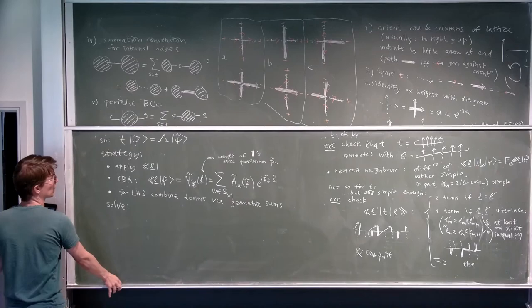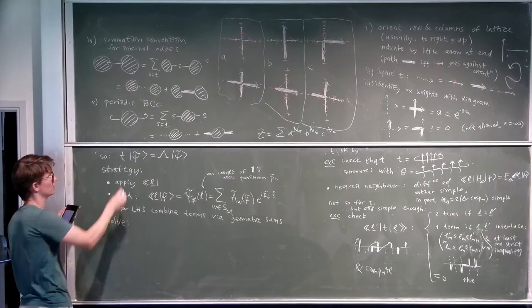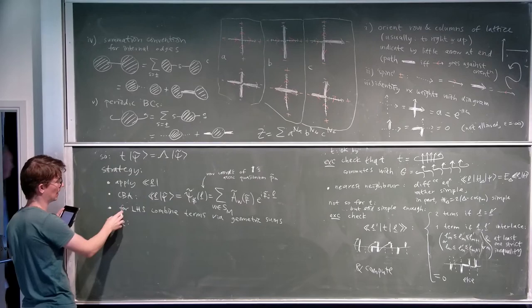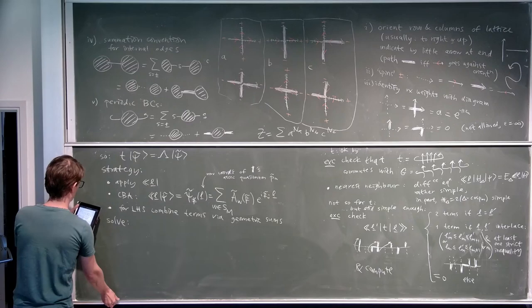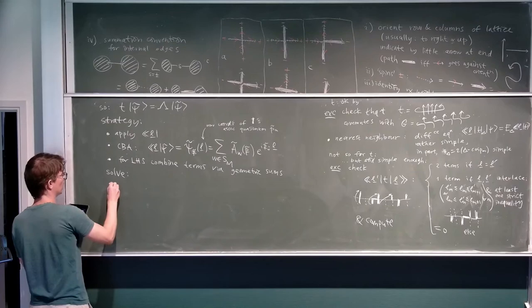Right, so I'm applying L to this here, so I get the left and the right hand side. On this side here, I stuff with transfer matrix, so lots of these entries like there. And then I use some sum to combine terms in there. So to solve it, there's some different cases to consider.